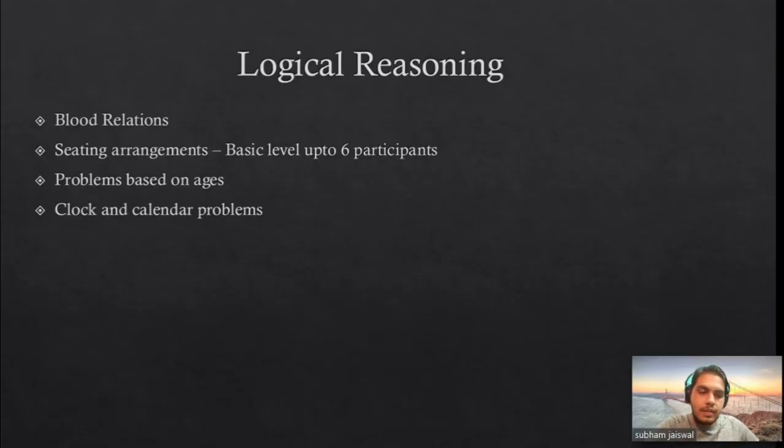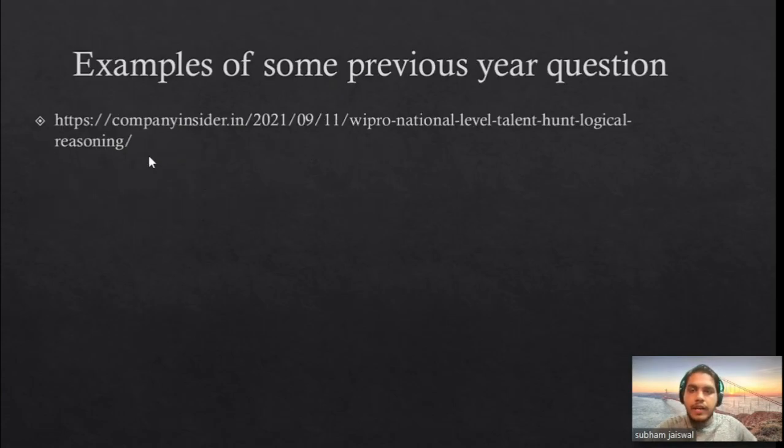Now, for logical reasoning, the important topics are blood relation, seating arrangements, problems based on ages, clock and calendar. Here again, we have posted the logical reasoning questions in this link. We will drop all these links in the description. If you want us to make a video on how to solve these questions, you can comment down below, and we'll make a video on how to solve all these types of questions.